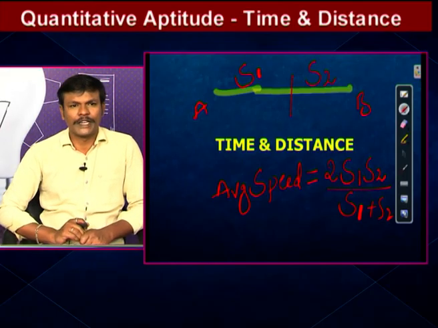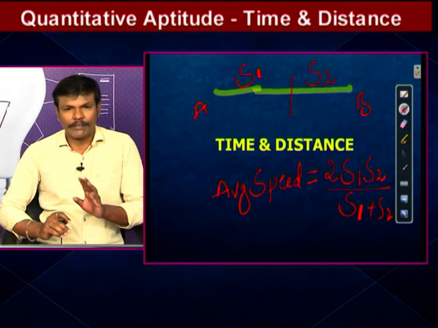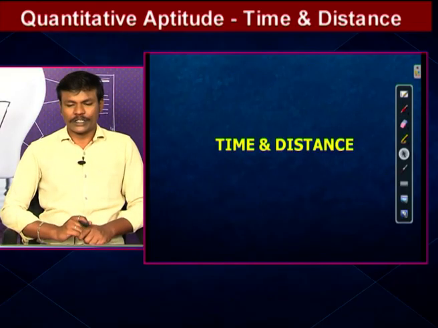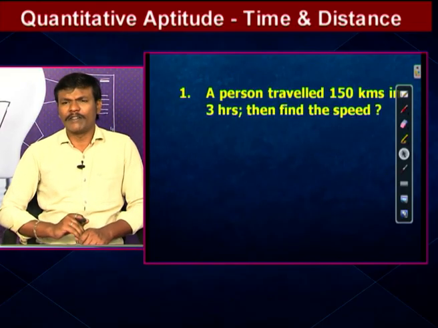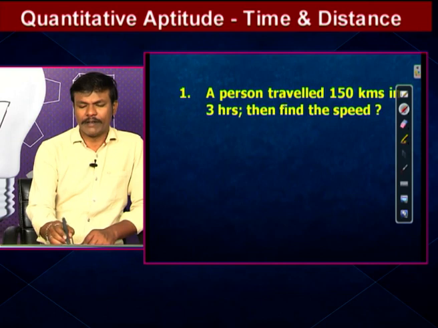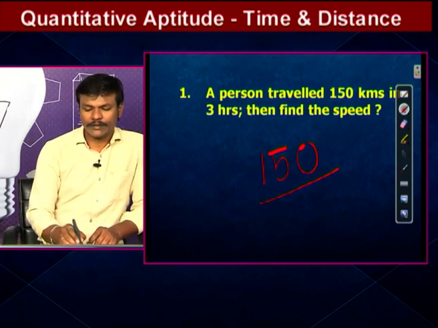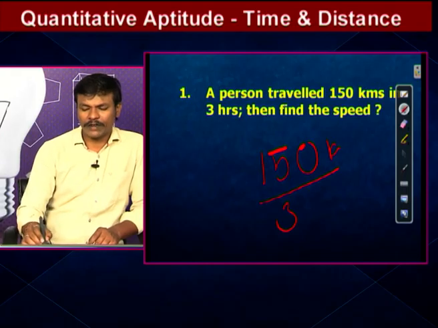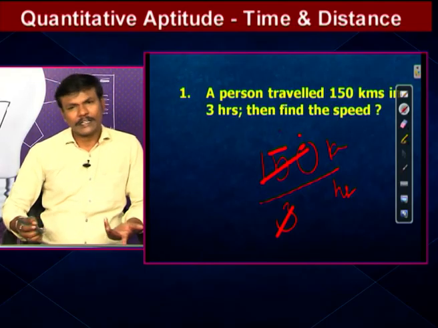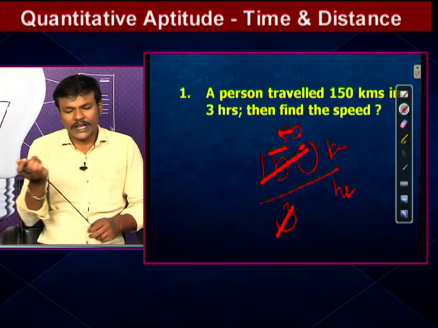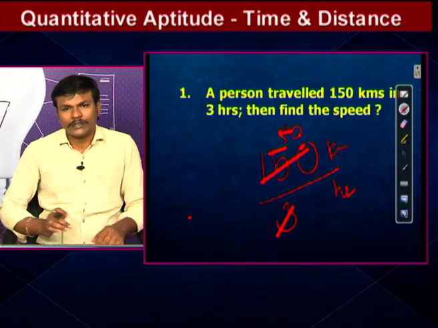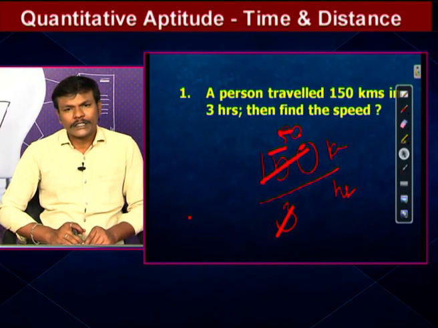From this 2S1S2 by S1 plus S2, we apply some different types of concepts in the examination. So go for the problems. First question: a person travelled 150 kilometers in 3 hours, then find the speed. It is very simple. 150 kilometers in 3 hours. Speed is equal to distance by time, so 150 by 3 is 50 kilometer per hour. It is a very basic formula. The speed is distance by time, 150 kilometers by 3 hours.